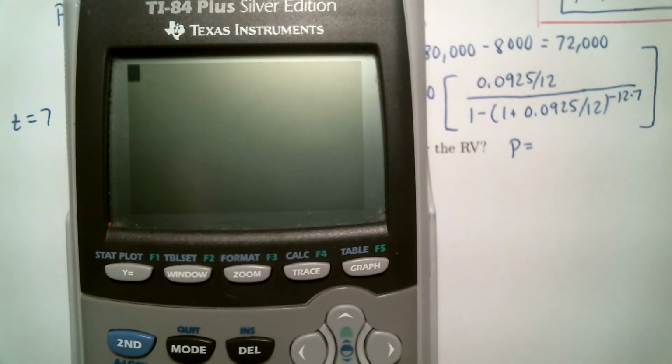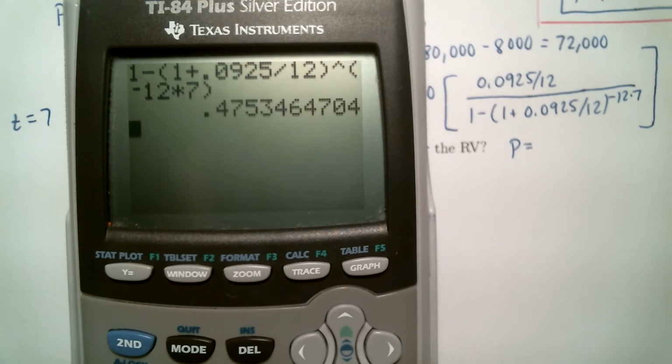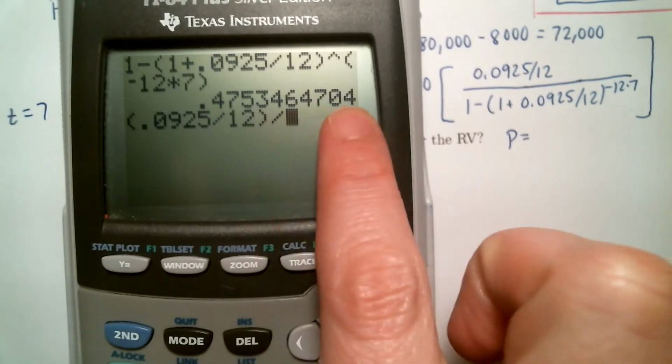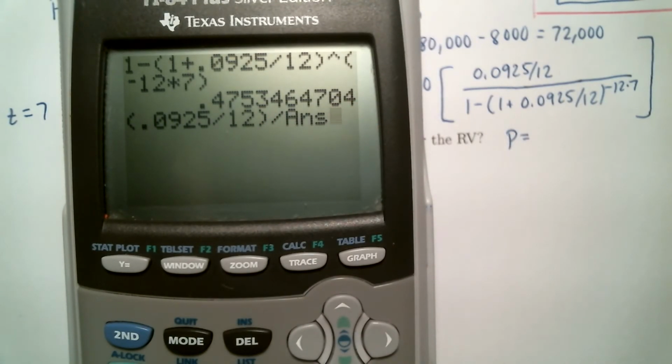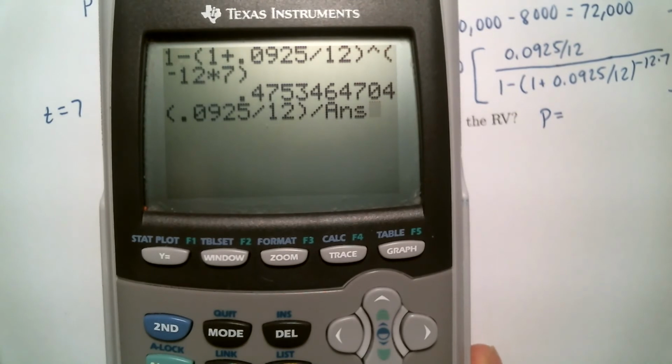And then you have to choose between the numerator and the denominator. Which one is more complicated? Definitely the denominator. So we're going to enter in the denominator first, divided by 12, raised to the negative 12 times 7. Make sure you use parentheses on the exponent if you need to. So there's the denominator. Now I'm going to come back, open my parentheses, put R over M, close parentheses. That's the numerator. We're going to divide by the denominator, which is this previous answer. Either use the previous answer feature or you can just type all the digits in again.